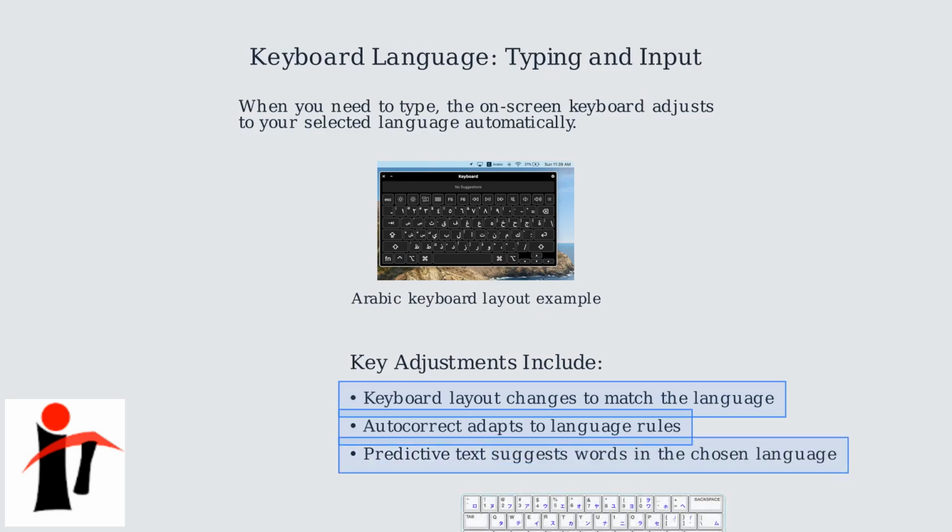When you need to type, the on-screen keyboard adjusts to your selected language automatically. This includes changes to the keyboard layout, autocorrect features, and predictive text. This is particularly helpful for languages with non-Latin scripts, such as Arabic or Japanese. This ensures you can easily input addresses, search terms, and other text in your chosen language.